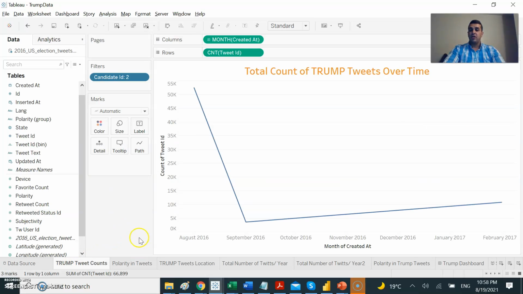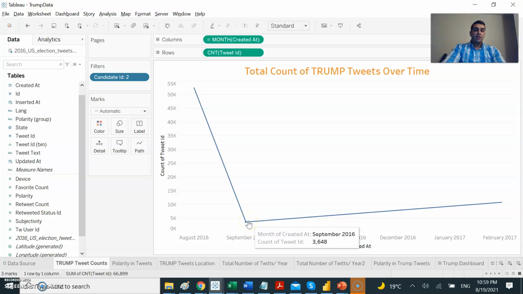I imported the data into Tableau and started representing the total counts of Trump tweets over time. As we can see, the data covers the period from August 2016 until February 2017. From the diagram, the count of tweets started too high in August, around 52,000 in August 2016, and it started declining until it reached 3,648 total tweets in September 2016.